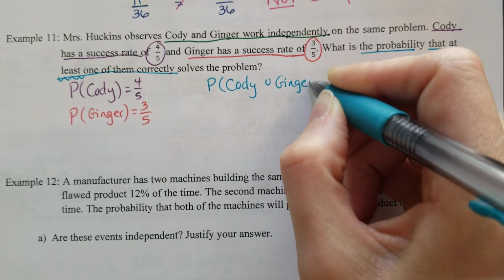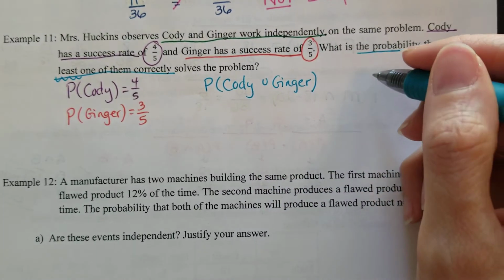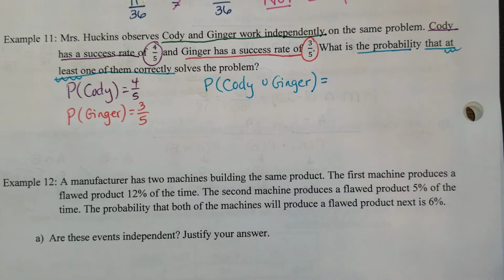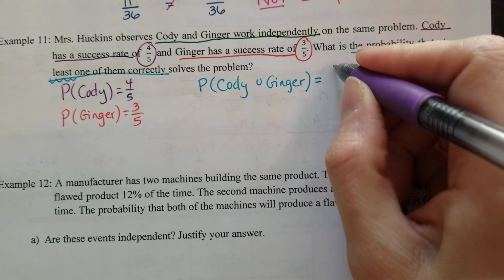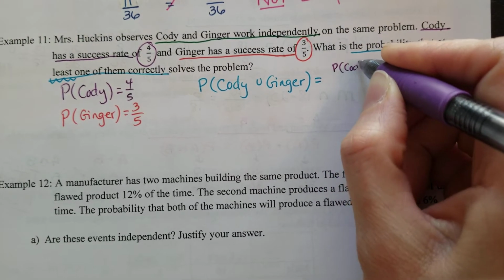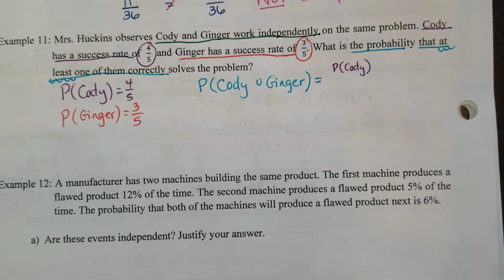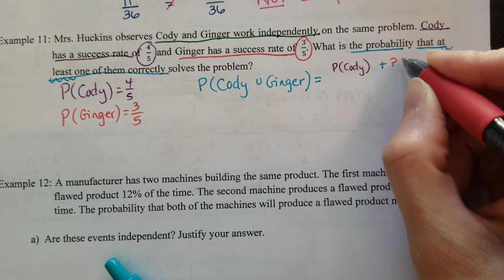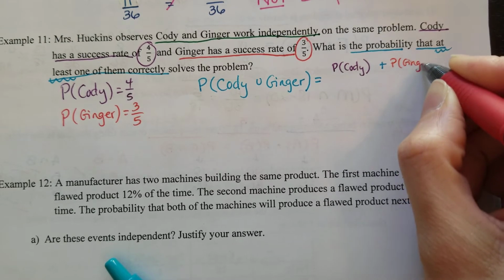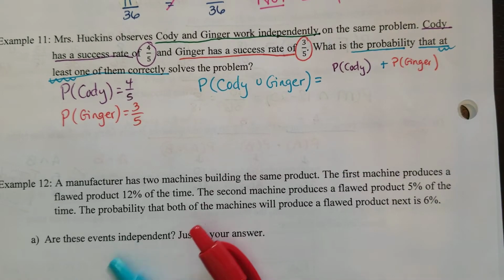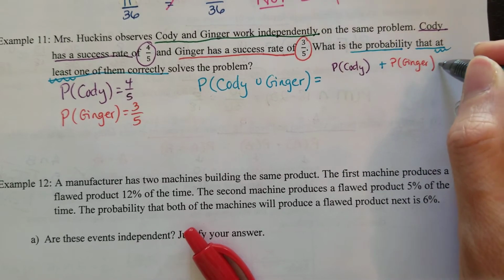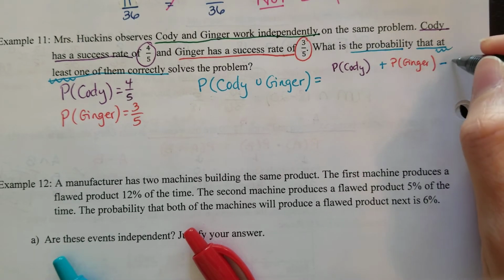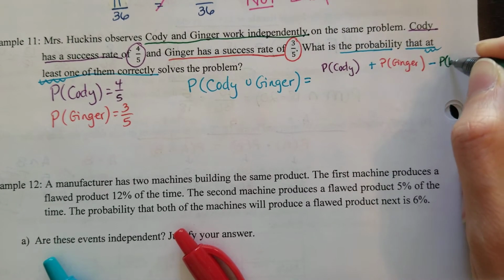Now this refers back to the addition rule on our vocabulary page, and the addition rule tells me that I should be taking the probability of Cody, adding the probability of Ginger, and subtracting the probability of both. But I don't know the probability of both, so we're going to have to figure that out.